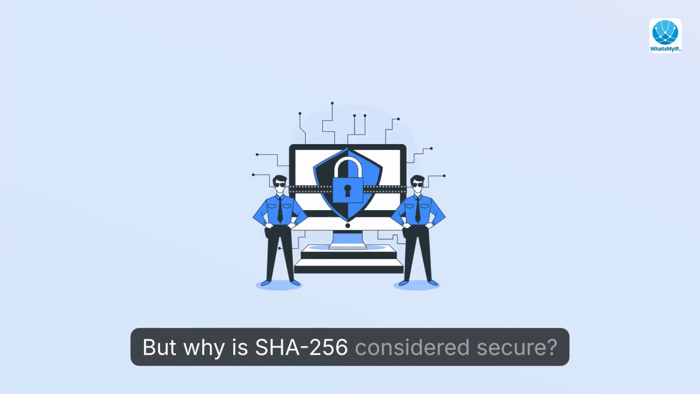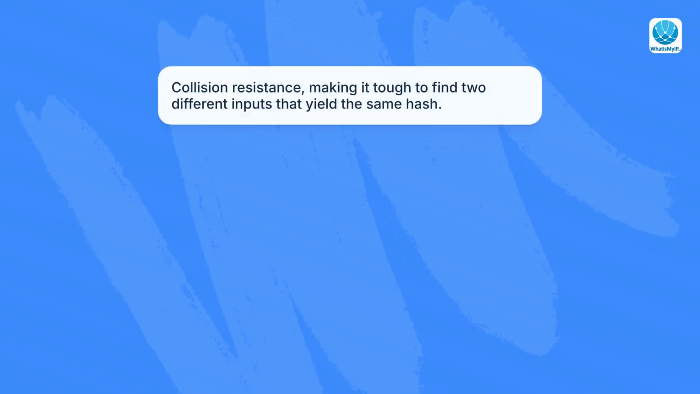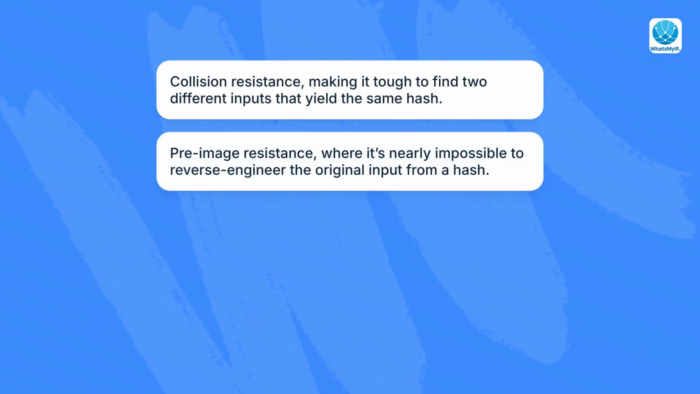But why is SHA-256 considered secure? Its security properties include collision resistance, making it tough to find two different inputs that yield the same hash. Pre-image resistance, where it's nearly impossible to reverse engineer the original input from a hash.